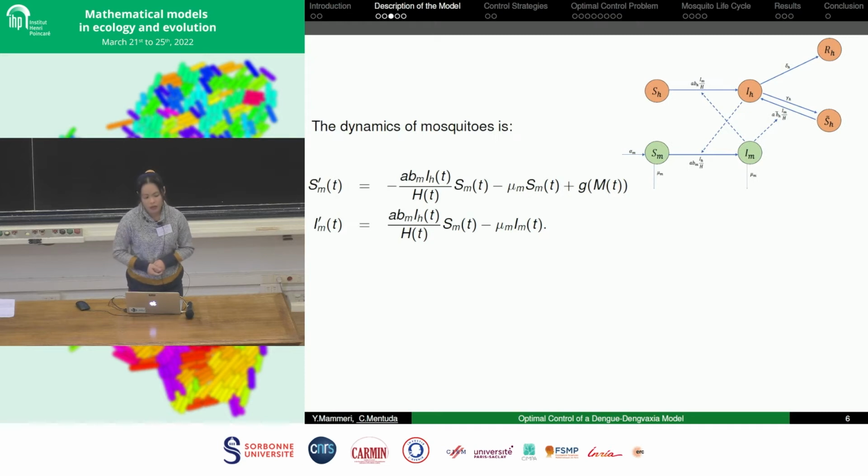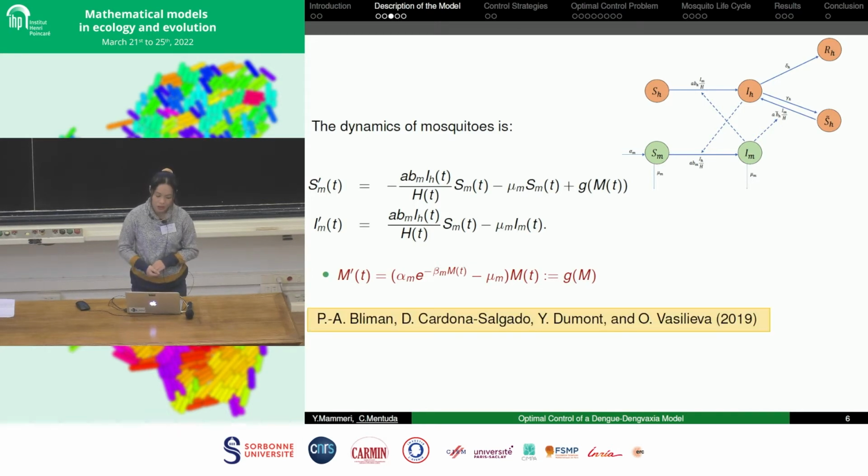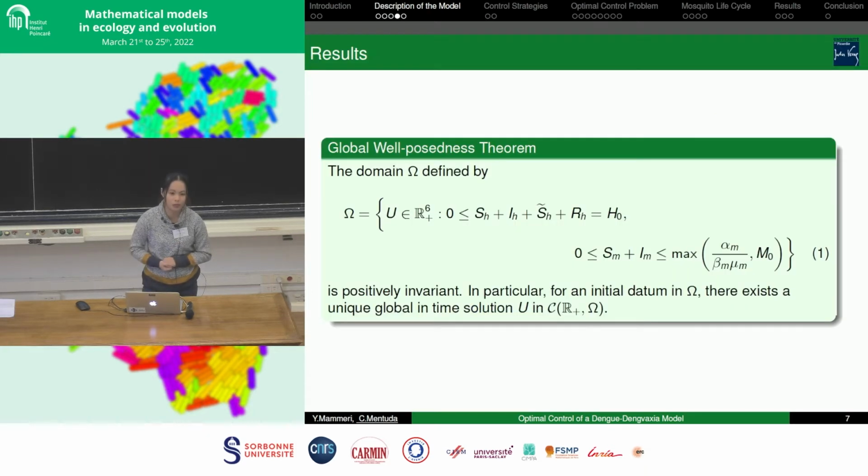And for the mosquito population, a_b β_M I_H over H S_M is the probability of the susceptible mosquito to be infected once it bites an infected human. In these dynamics, we consider an entomological growth model for the mosquito population, which is based on the paper of Billman, Cardona, Salgado, Dumont, and Vasilyeva. With these dynamics, we were able to obtain a global well-posedness result.